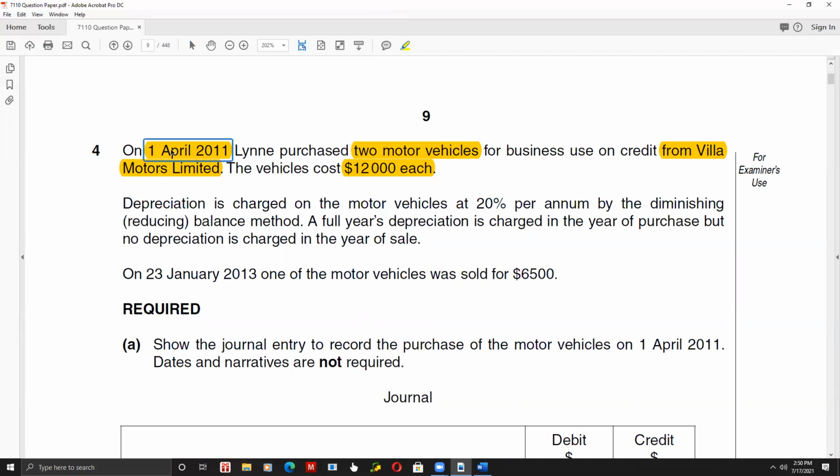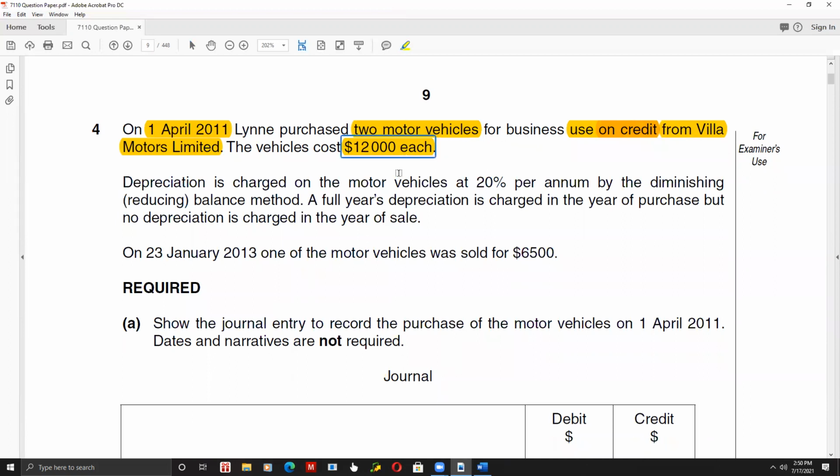1st April 2011. Okay, now notice another thing, you bought it on credit. So do you see any cash or check over here? No, you don't. This is the price, but it's not the method of payment. You bought it on credit from Villa, which means you haven't paid them. So do you owe them money? Yes, you do. So in this case, you bought 2 motor vehicles, each of them 12,000. So the total cost is 24,000, okay?